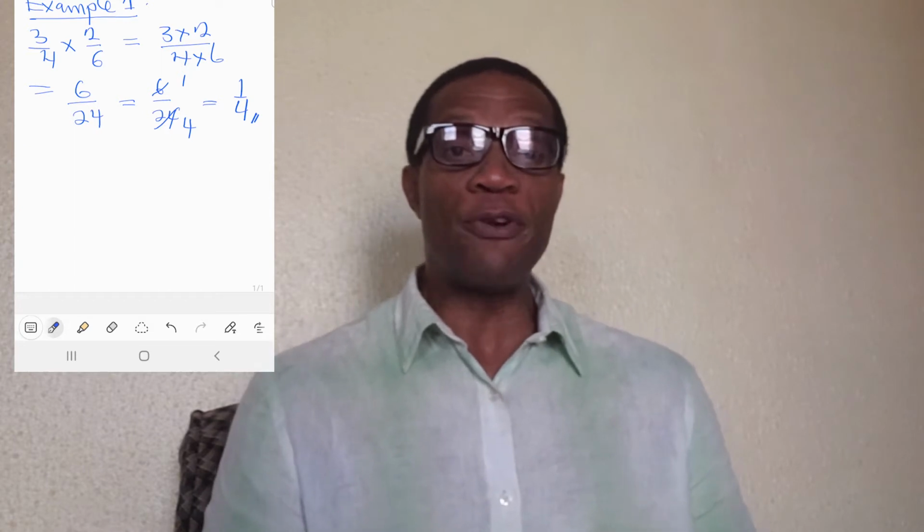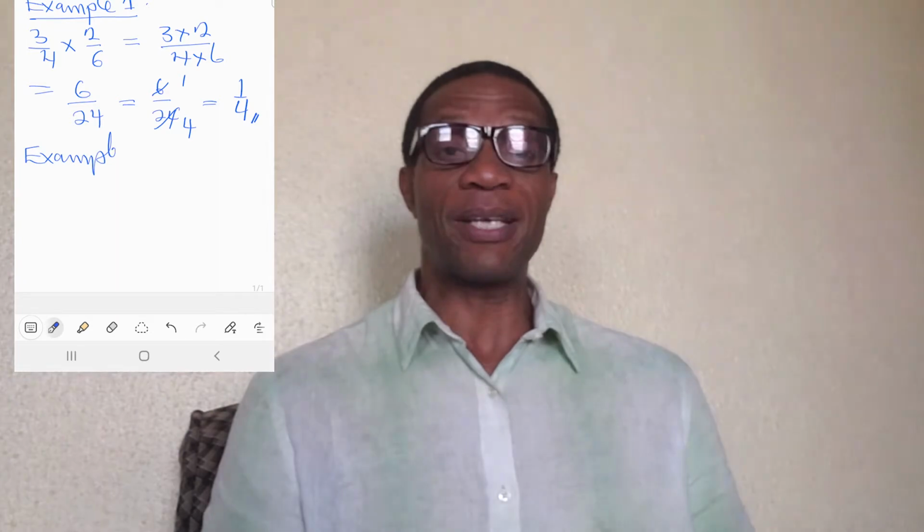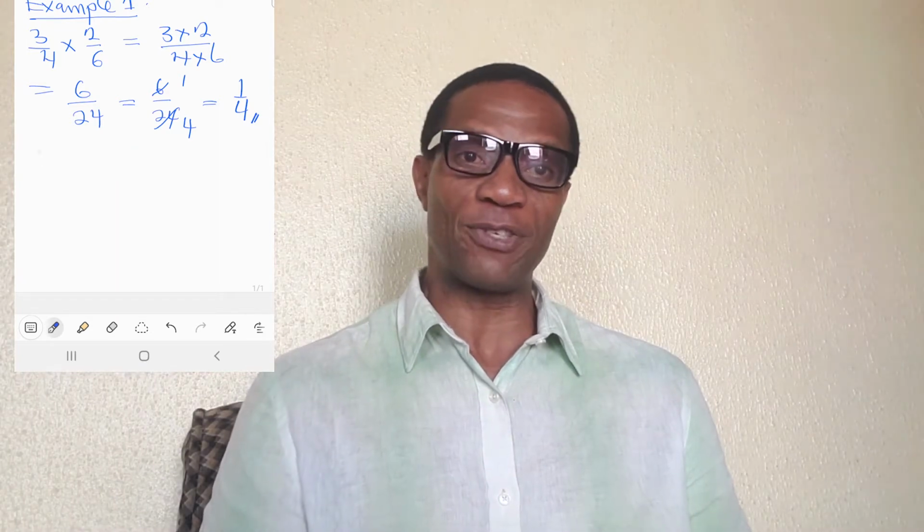If you multiply that out, you now have a fraction of 6 over 24. And of course, 6 over 24, when reduced to its lowest term, will become 1 over 4. So that's our first example of multiplying fractions.